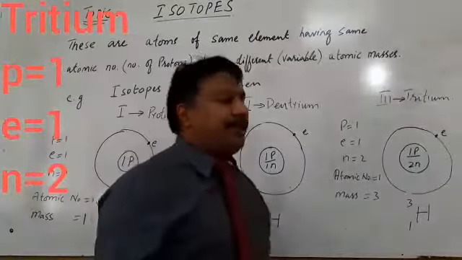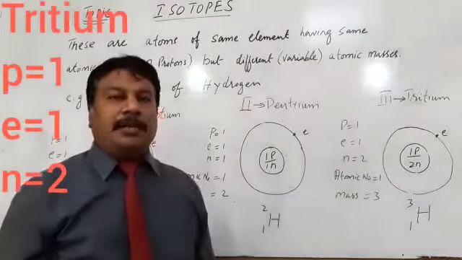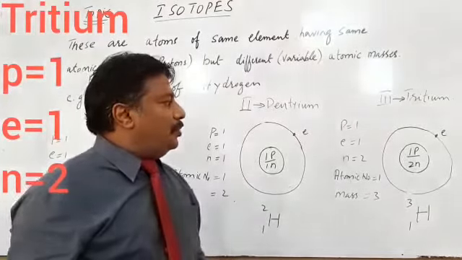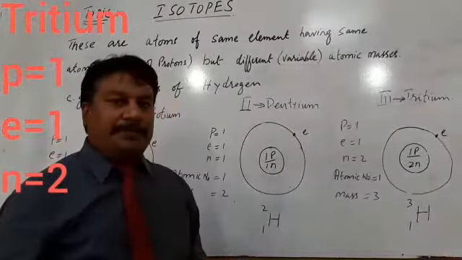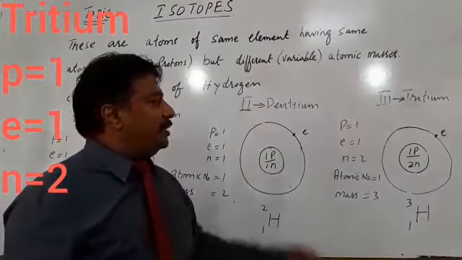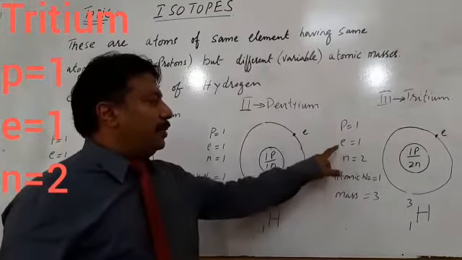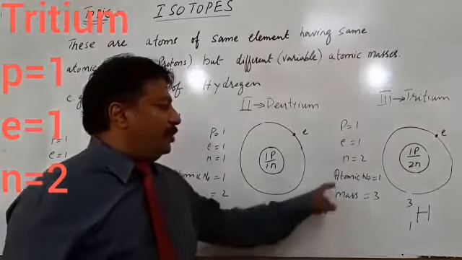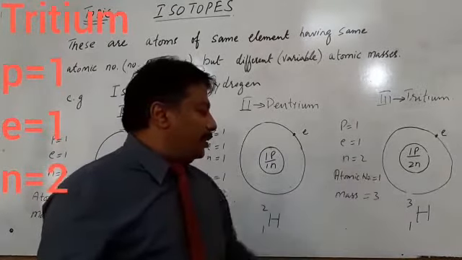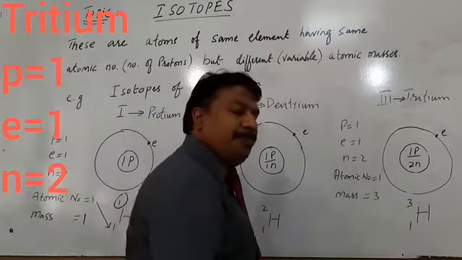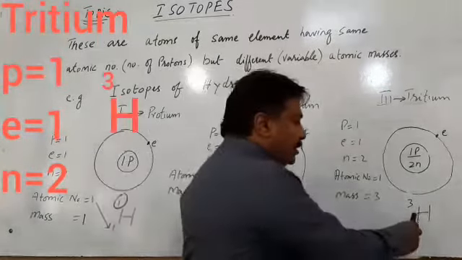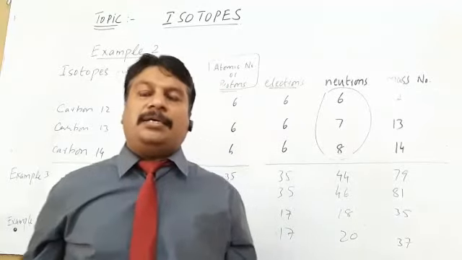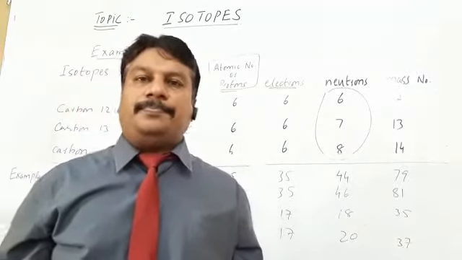The third example is tritium. It is called tritium from the word tri because it has 3 particles in its nucleus. So its atomic number is 1. Therefore, it contains 1 proton, an electron, and 2 neutrons. So the atomic number of tritium is 1, the mass number is 3, and it can be written as H 3, 1.